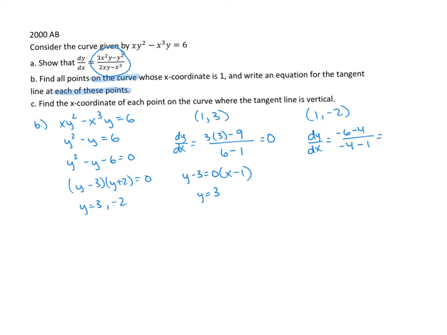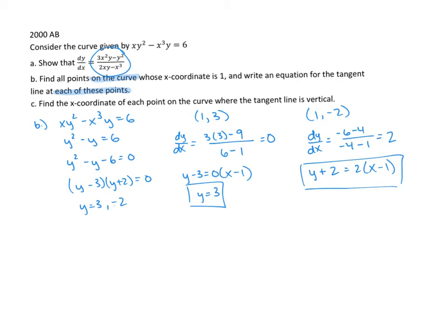What's that? Negative 10 over negative 5, so that's 2. y minus y1 is m times x minus x1. So I have my two lines, and I am all set.